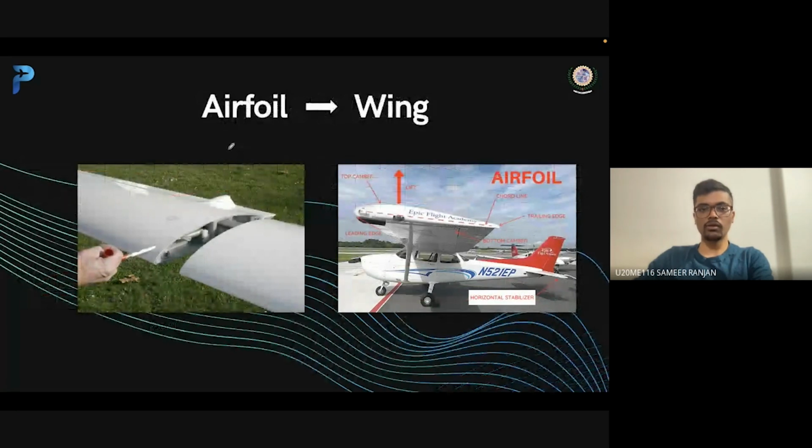Now we'll see how airfoil can be used in wings. As you could see here, it is the picture of a wing in manufacturing condition. So this is what it looks like, and these are all cross sections of a wing.